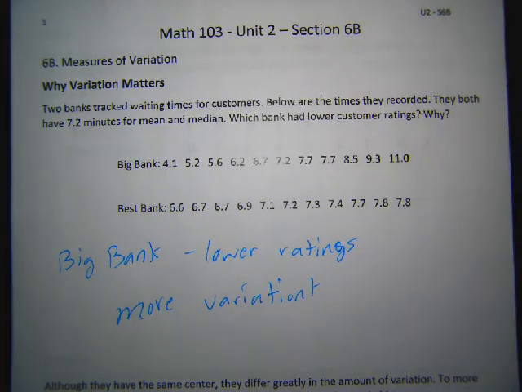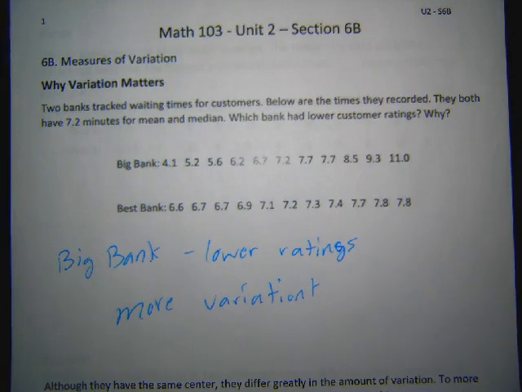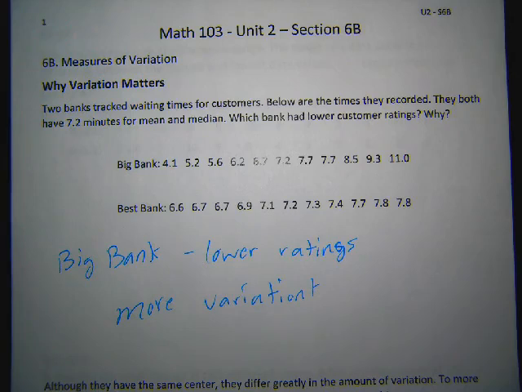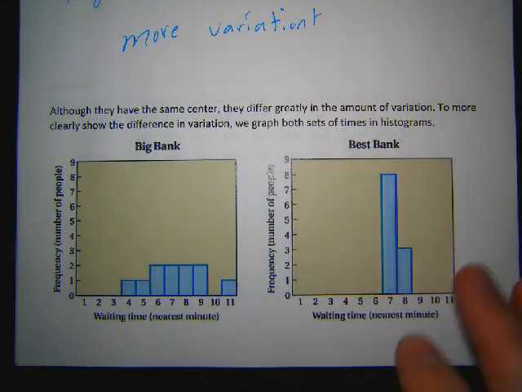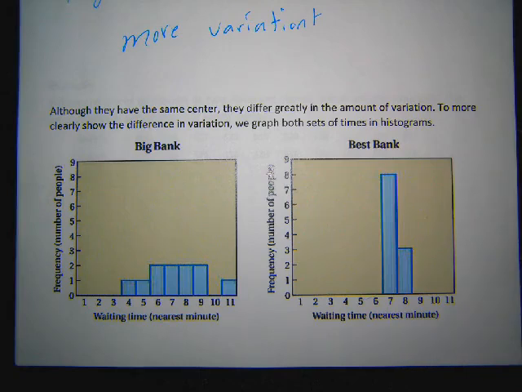I think this might be a situation where Big Bank has your typical 2 or 3 tellers, and you just pick a line and get in that line. If you get in the right line, it's great, but if you get in the wrong line, you have to wait forever. Whereas Best Bank maybe has one line and then 3 tellers, and the teller helps whoever's next in the line. So the line's always moving, and no one's stuck being the one person that has to wait 11 minutes versus everybody else getting to go in, 7 minutes or less. So they have the same center, but they differ greatly in variation.